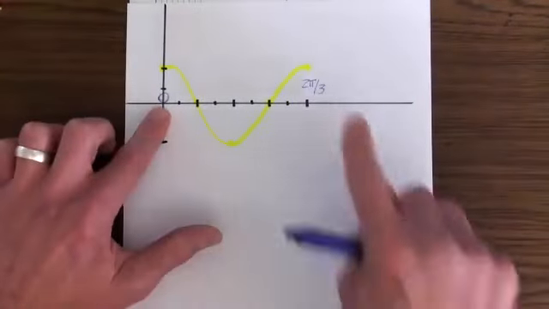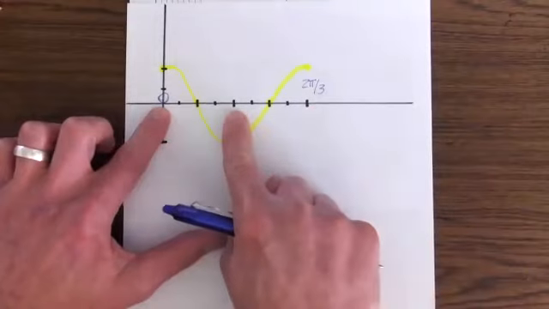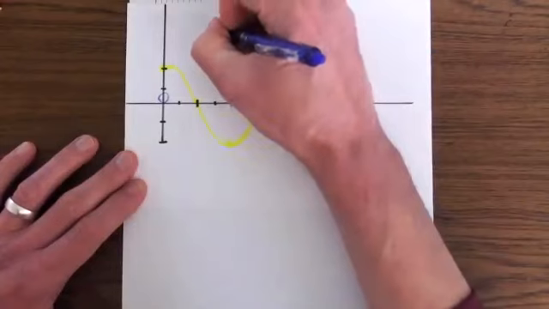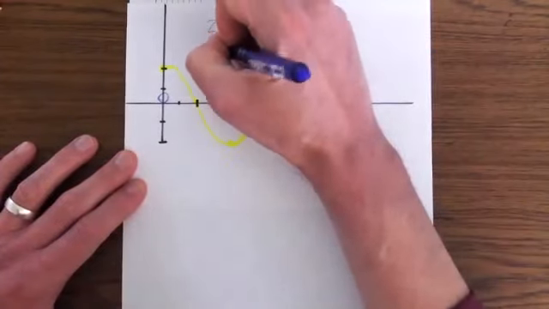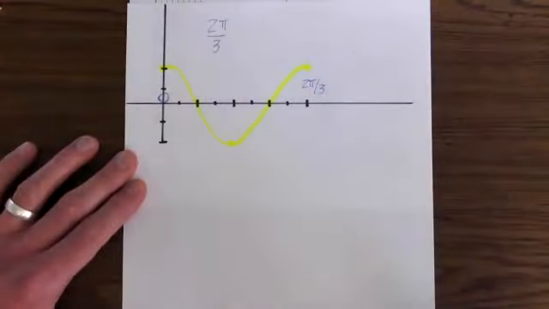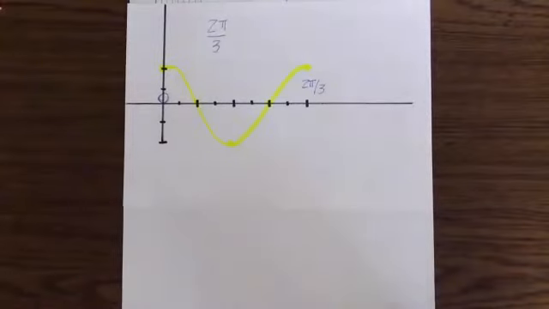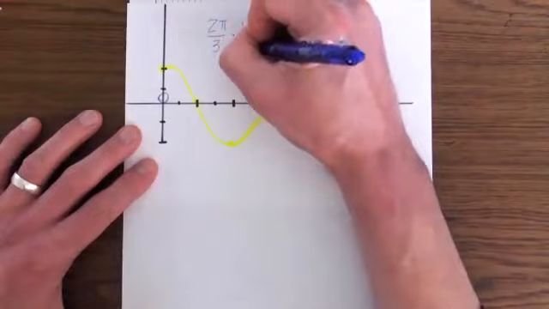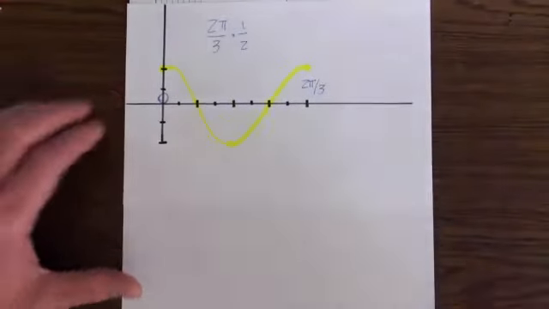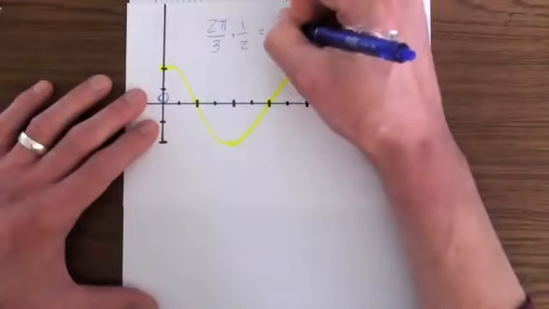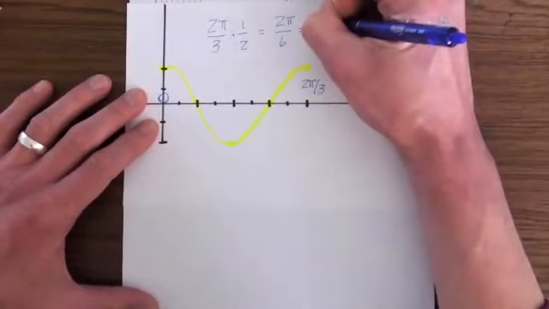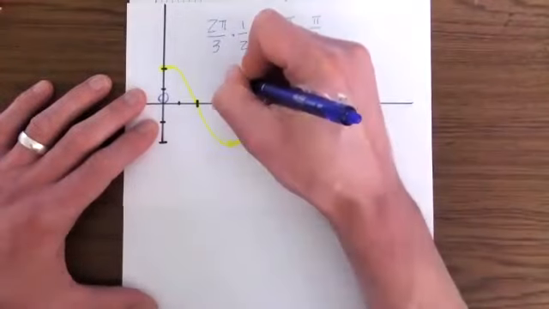Now that we know what the starting point is and the ending point is, we can figure out what the midpoint is. Add these two together and divide by 2. But if you're dividing a fraction by 2, it's much easier to simply multiply the denominator by 2. It's the same thing. So if we do that, we get 2 pi over 6, which reduces to 2 pi over 3.